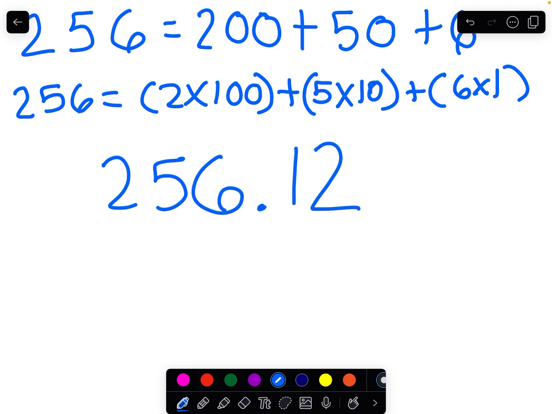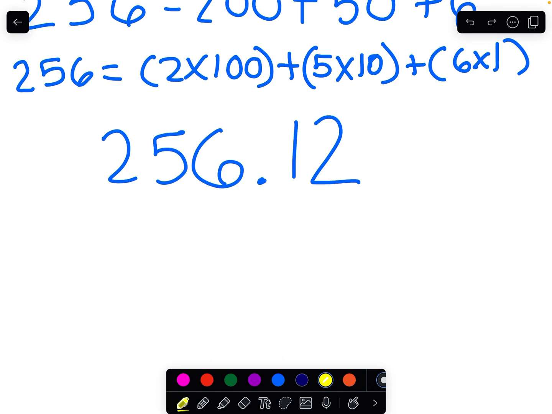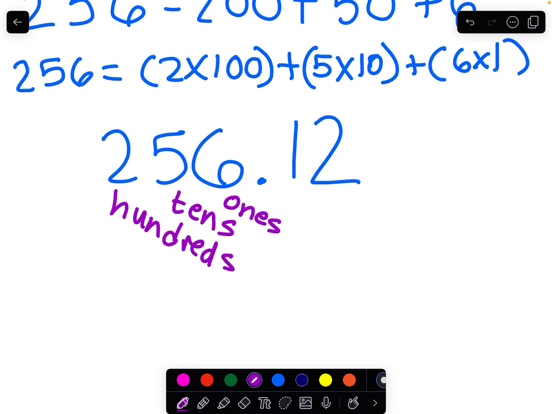256.12. Okay, well now we have a number with a fractional portion, 256.12. And let's just revisit what our decimal places are. Well, here we've got ones. Let's start with the whole number part. Here we've got tens, and here we've got hundreds. And here we've got tenths. I like to emphasize the th sound in the decimal section. And here we've got hundredths.